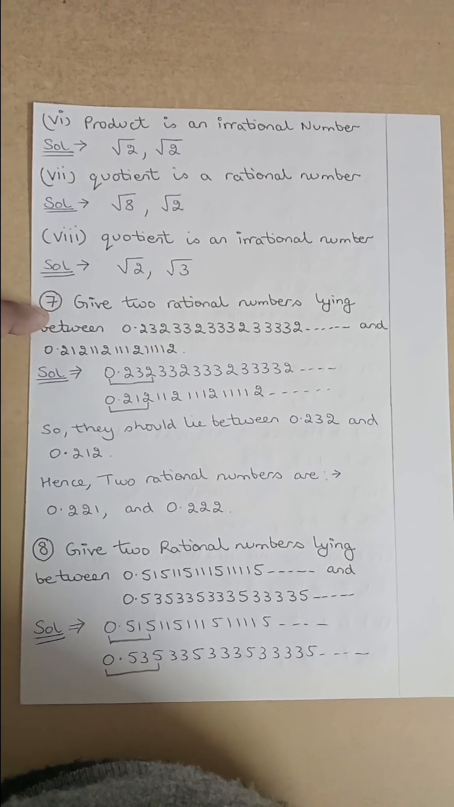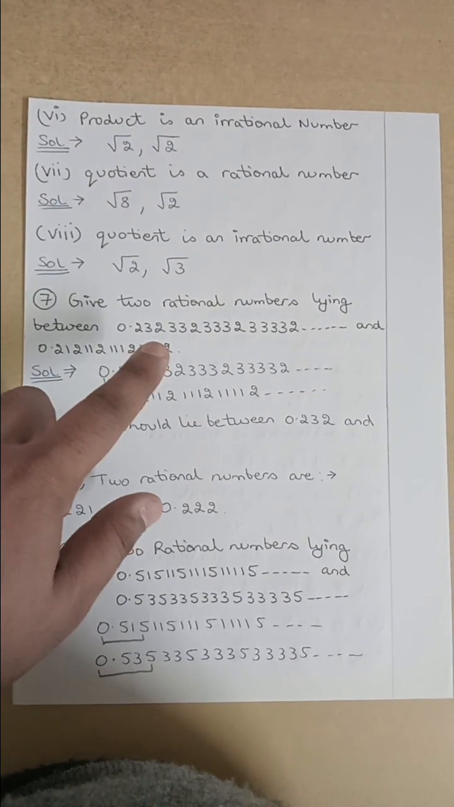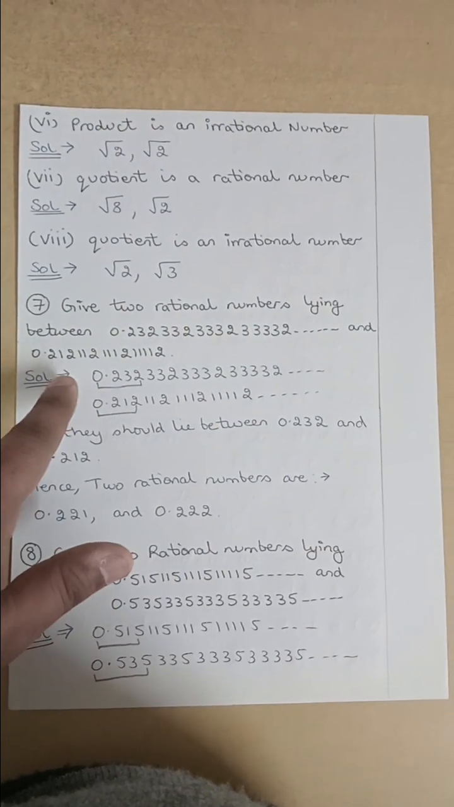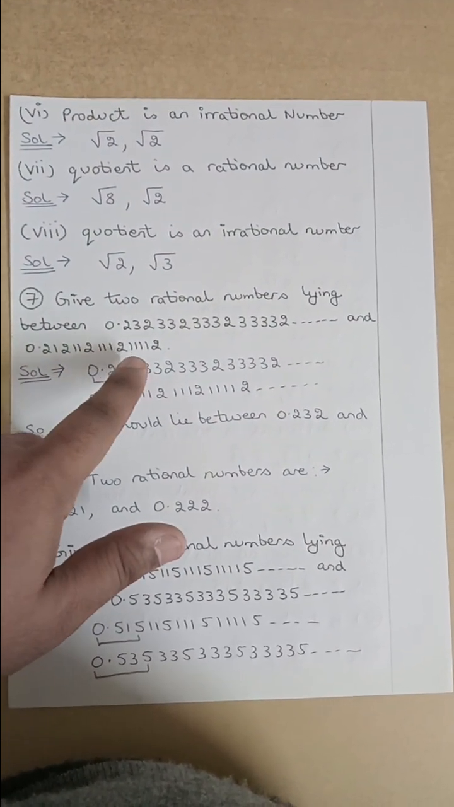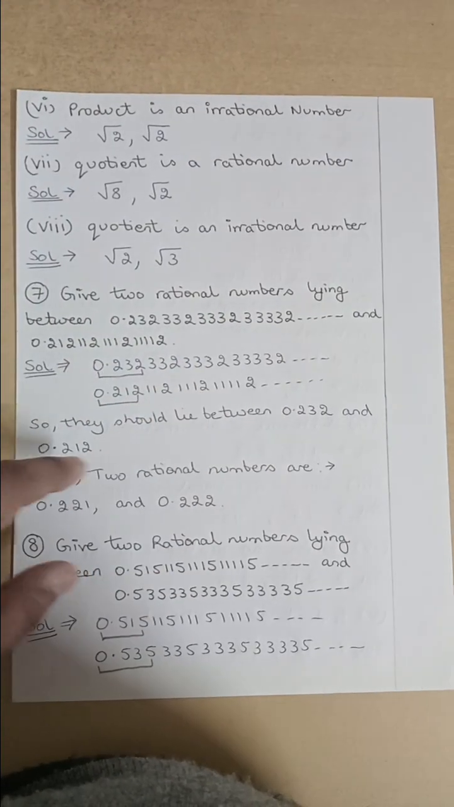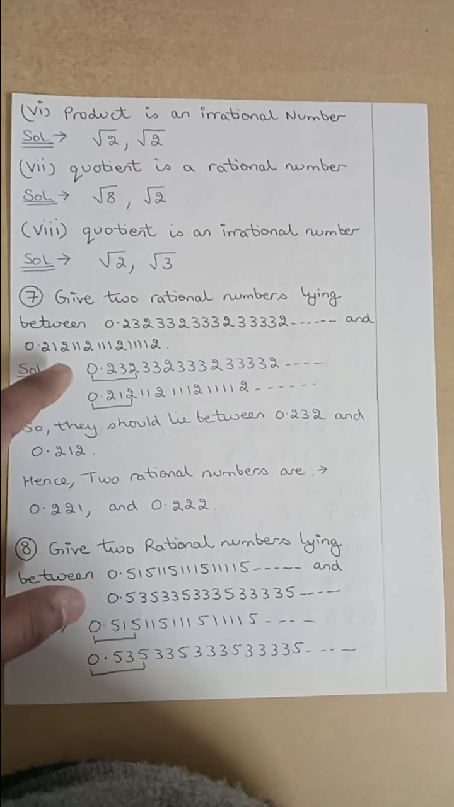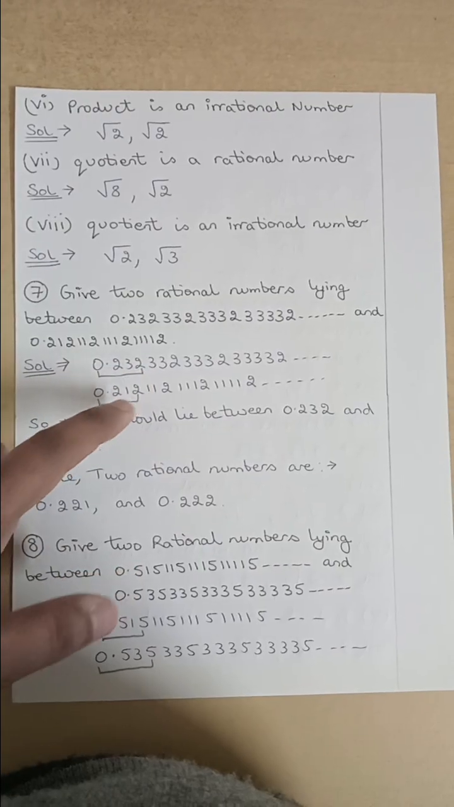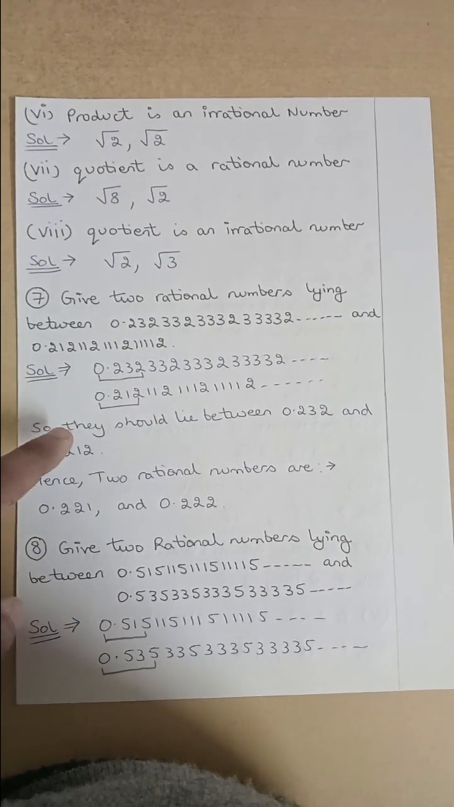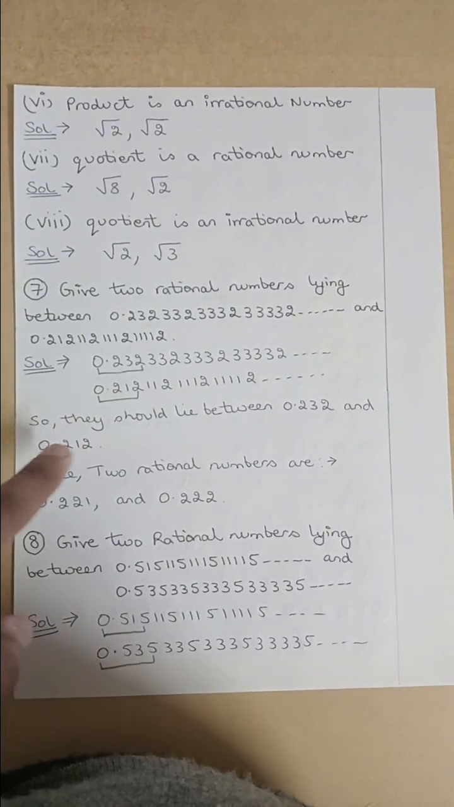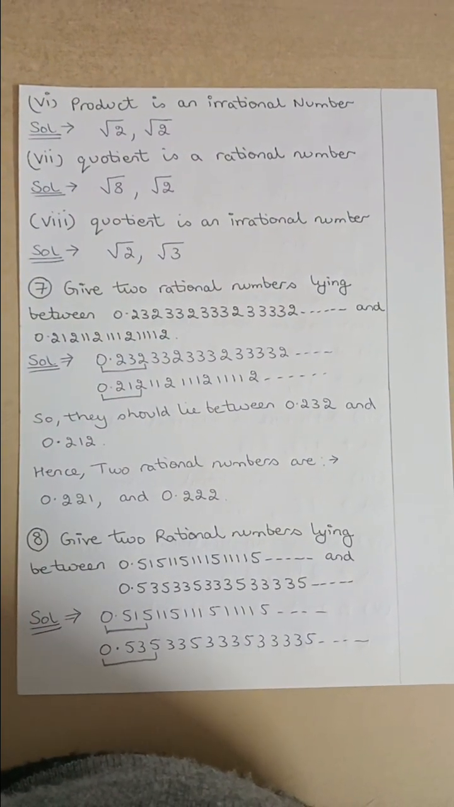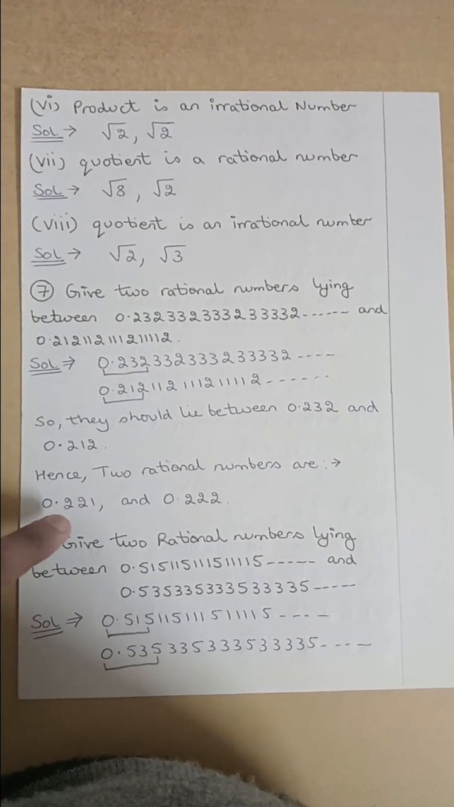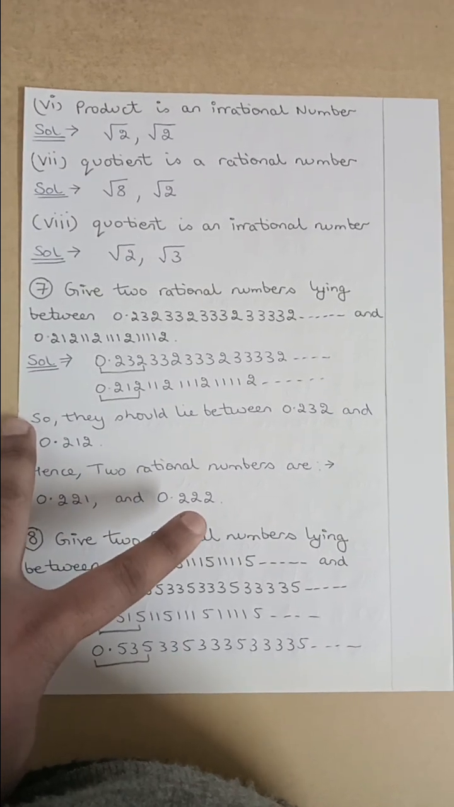Seventh question, give two rational numbers lying between 0.232, 2332, 23332, and so on, and 0.21, 211, 2111, and so on. So we can see there is a pattern of 0.232 in the first and 0.212 in the second. So they should lie between 0.232 and 0.212. Hence, two rational numbers between these two numbers would be 0.221 and 0.222.